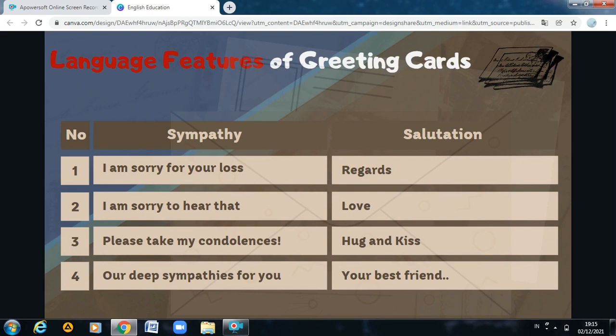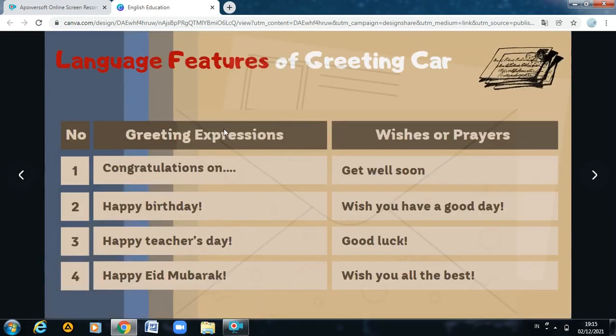in the form of dividing the categories of language feature for greeting card looks neat, and of course makes it easier for students to distinguish between the categories of language feature. There are four categories in this slide. The first one is sympathy, salutation, and then from the previous slides, greeting expression and wishes or prayer. Okay, for the next exist.